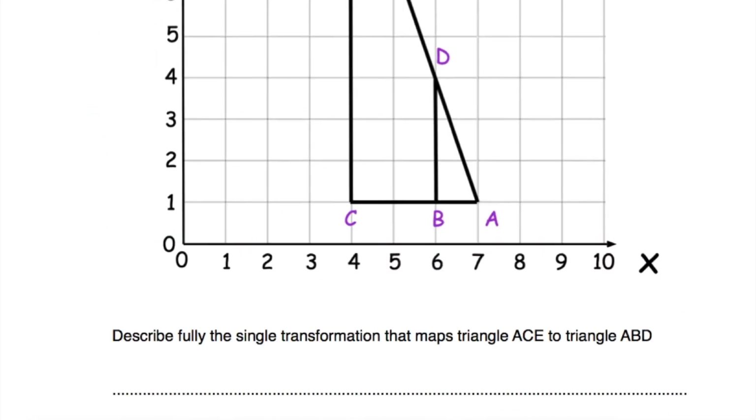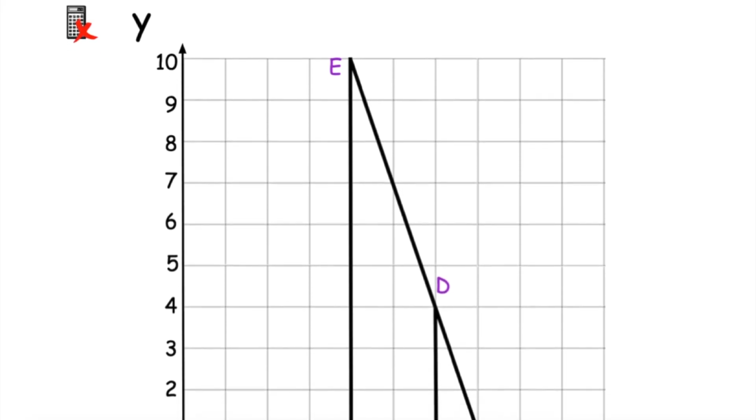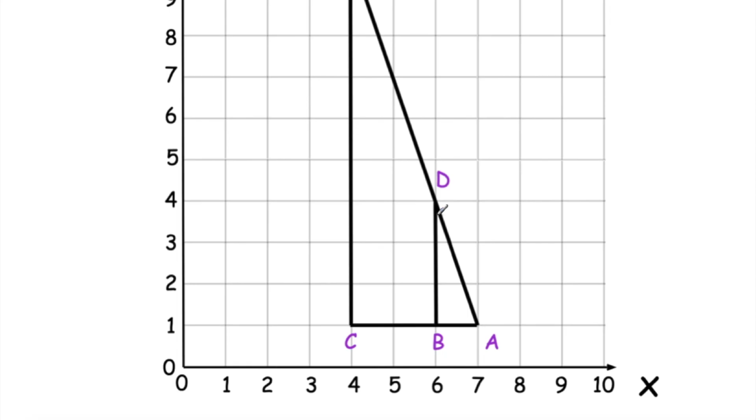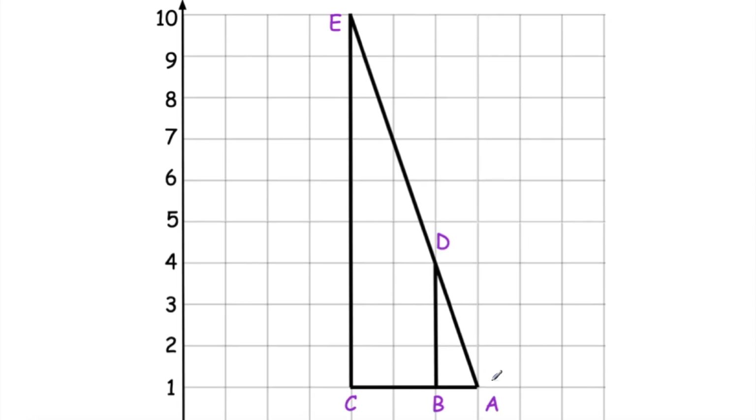Okay, so question number 22. Question number 22 is our last question, and we've got this grid, and it looks like 2 triangles here. We've got triangle ABD, a little small triangle, and then a larger triangle ACE. So we've got these 2 triangles, ABD and ACE.